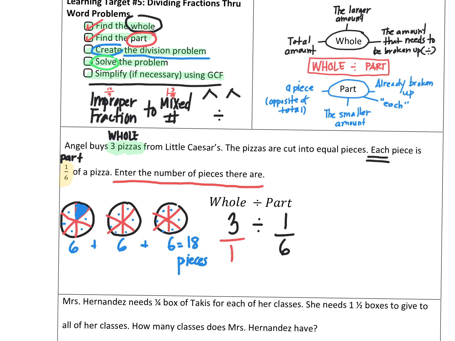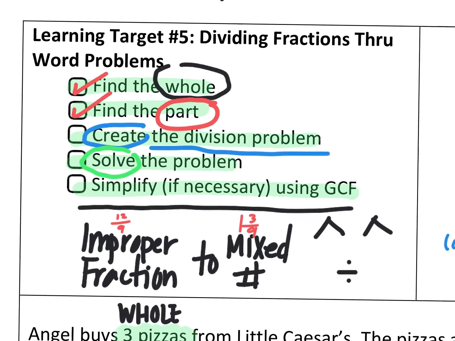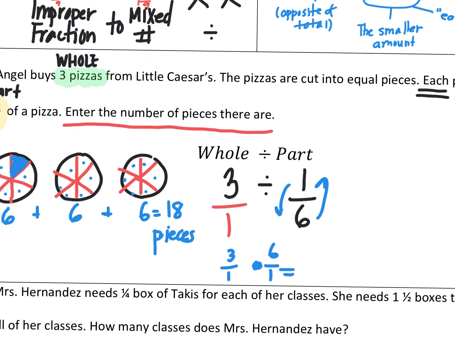All right, let's solve this thing. Okay, first things first, I rewrite the first fraction and I switch this to multiplication. Once I switch it, I'm going to flip the second fraction. Okay, we've all done this. This is easy stuff. Now we are on solving the problem. We're on learning skill number 4, which is solve the problem. We created it. Now we're solving it. So I have 3 times 6, and I have 1 times 1. 3 times 6 is 18, and 1 times 1 is 1.